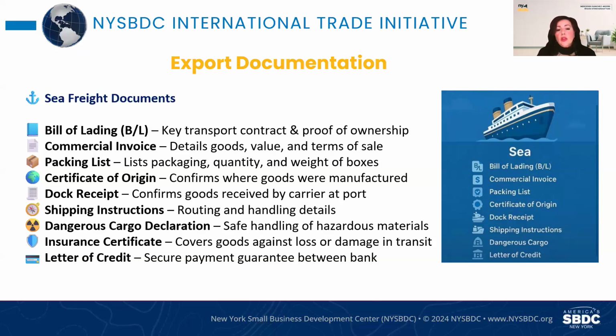And then the certificate of insurance. I said before that there are different types. This one is for transportation, and it covers against the loss or damage when the goods are in transit. And a letter of credit is just one of the methods of payment, and it secures payment guarantees between the bank. Okay, and once the bank gets the funds, then it goes to the seller. Next, please.